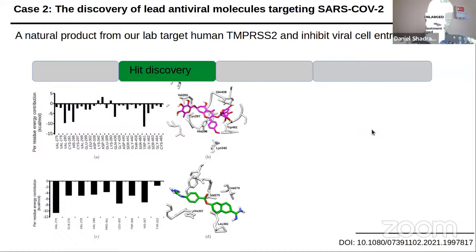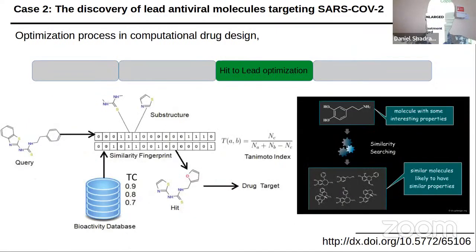So we then went on trying to understand the interaction behavior by integrating and comparing endpoint free energy calculations. These seem to be very important in trying to understand the mechanism of action and how different molecules could be interacting and binding differently in the pocket.